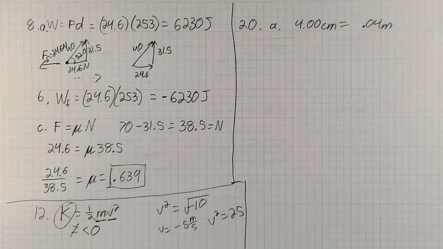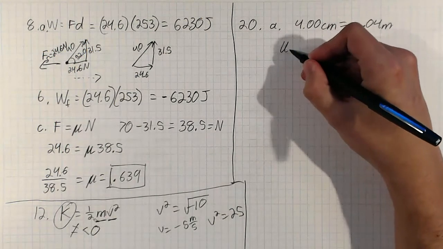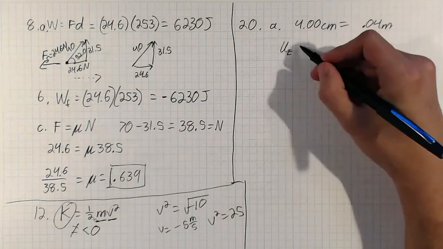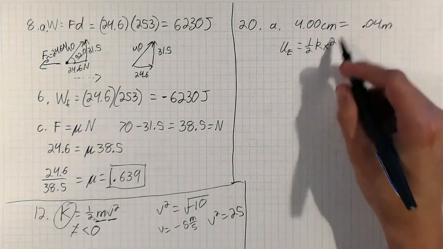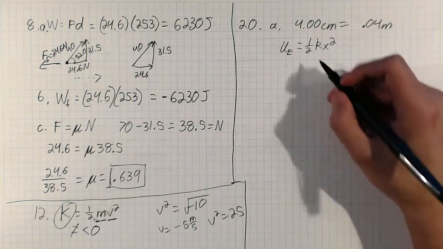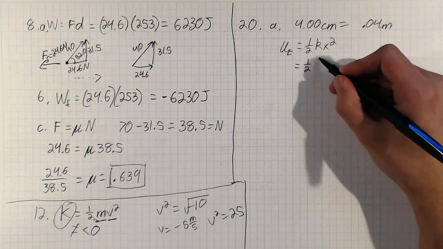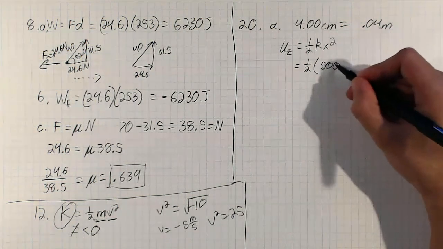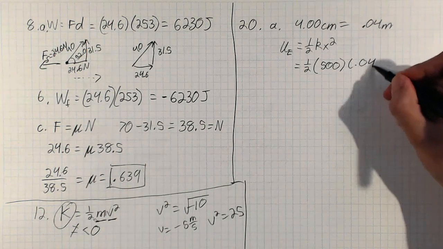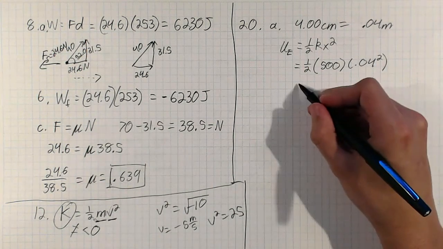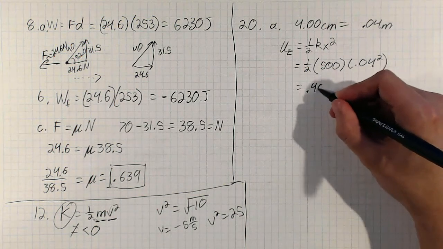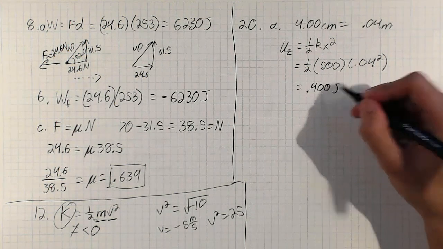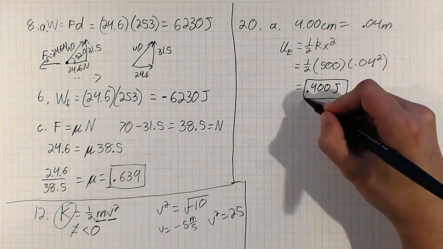So to calculate the amount of energy stored in a spring, given a spring constant and a distance, you just have to use the formula U sub E, elastic potential energy in a spring, is equal to 1/2 kx squared, where k is your spring constant and x is the displacement of the spring. So it's going to be equal to 1/2 of k, which is 500, times 0.04 squared. And if you plug that into your calculator, you should indeed get 0.400 joules, which is what they were looking for.